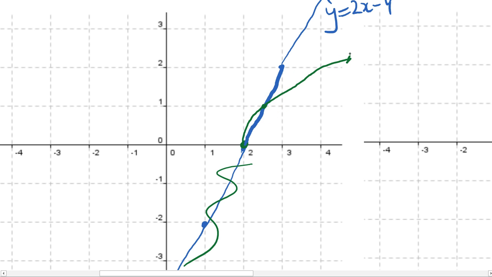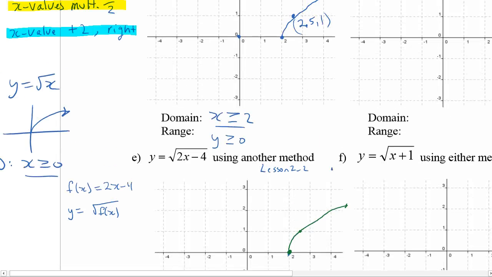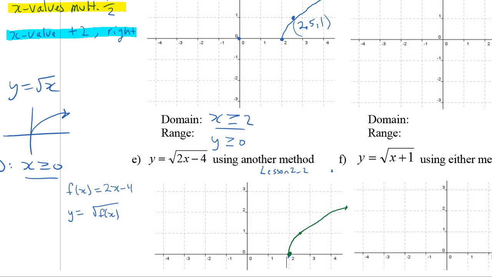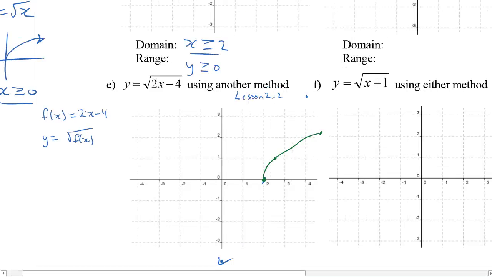Okay, now, if I erase my other junk, I'll erase this other stuff. Let's compare. How do we do compared to our previous version? And yeah, it looks exactly the same, doesn't it? It went through those same points. And the domain and the range, of course, will be the same.